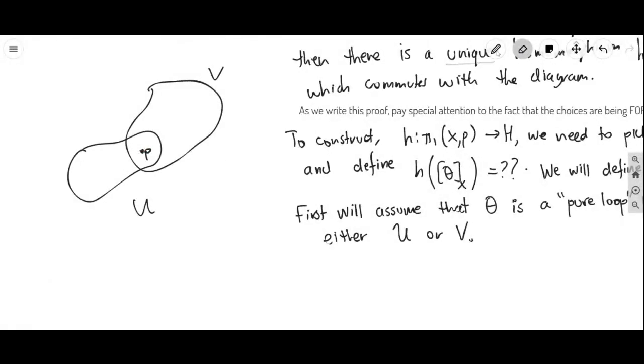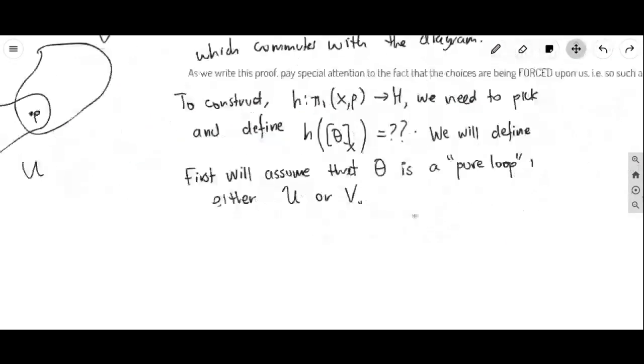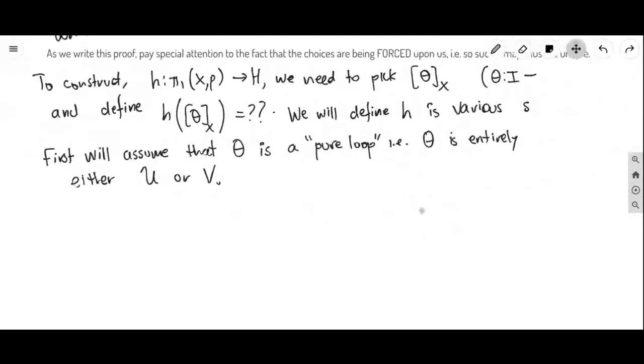Now, an example of a loop which is not pure is, let's say it goes something like this. So here's a loop. As you can see from this picture, part of this loop is in U, but not entirely, and part of it is in V, but the whole loop taken together does not sit entirely in one of those two sets. So that's what we have there.